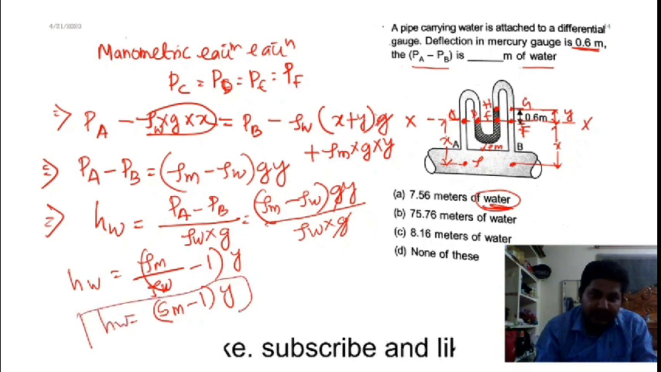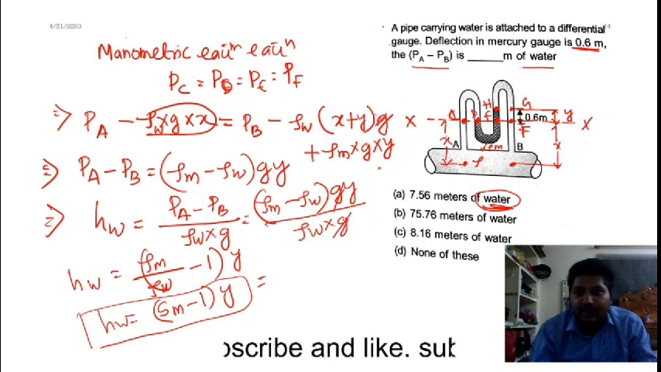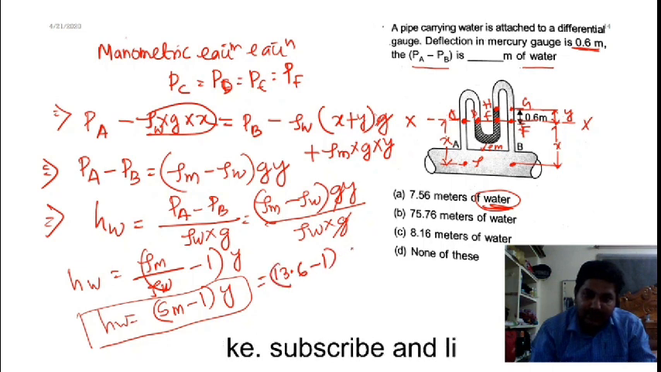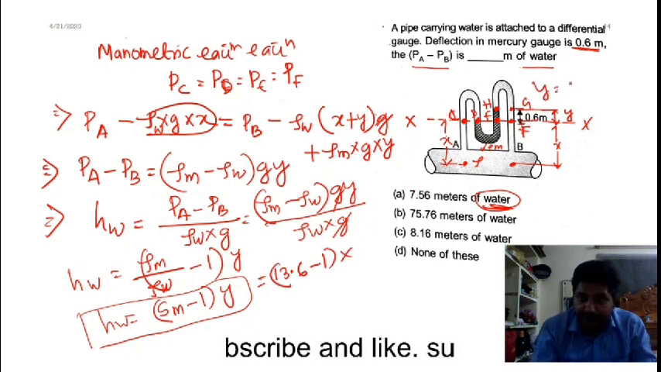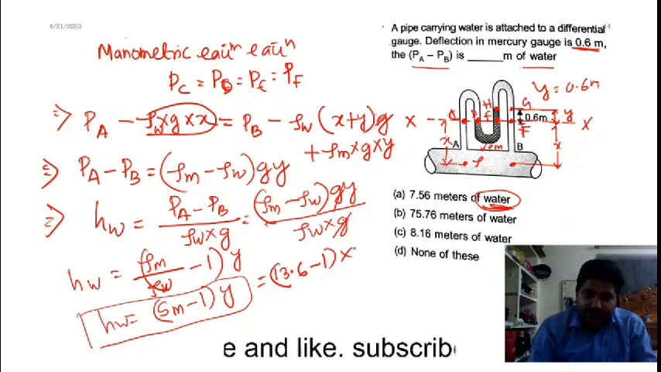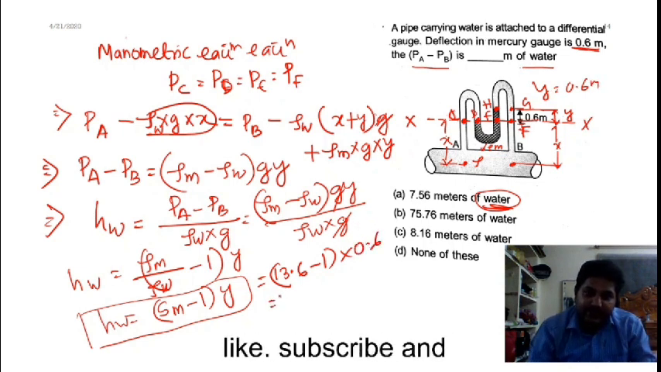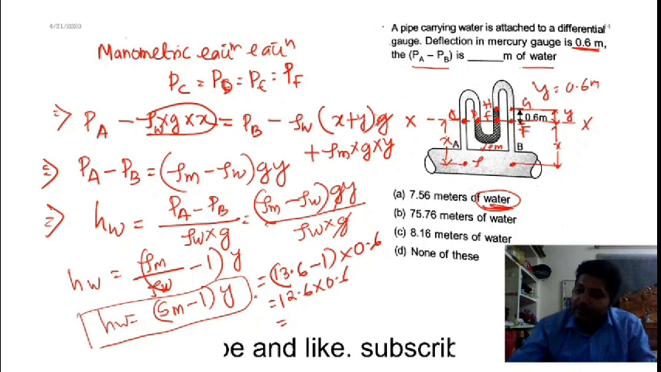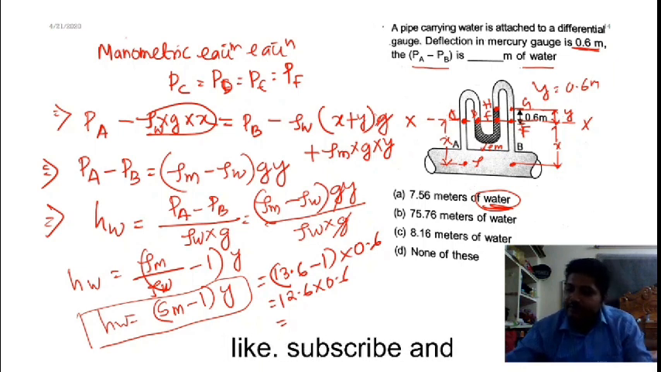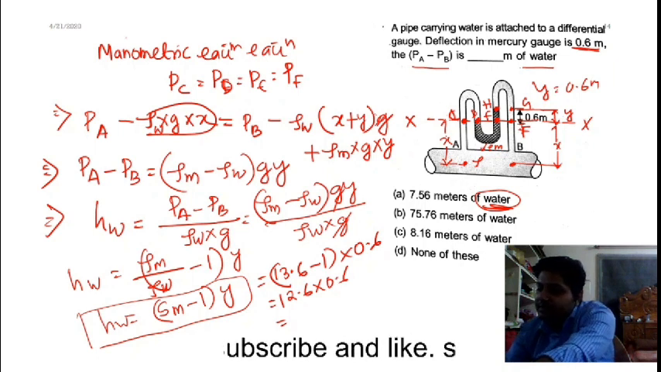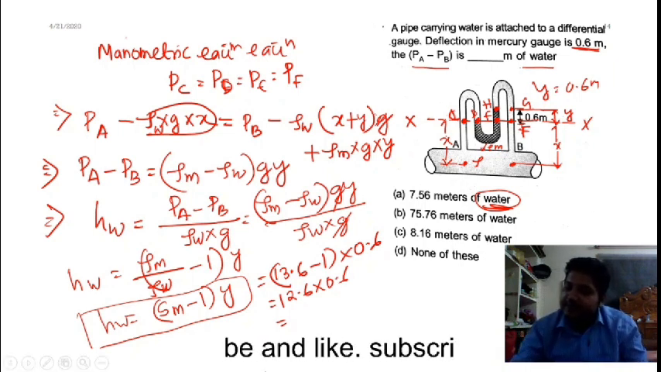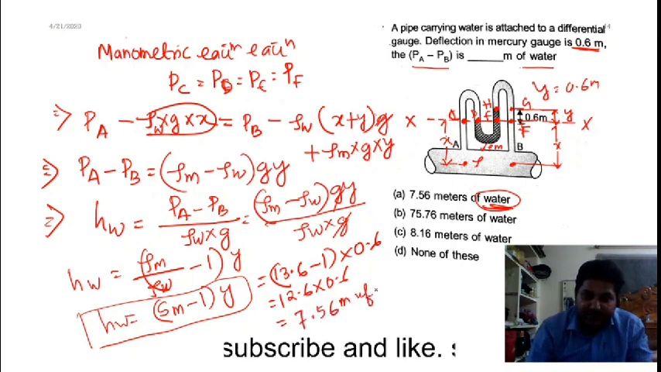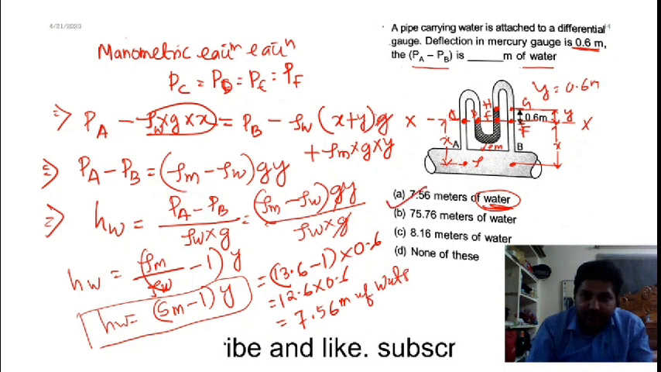Now you can put the values. The specific gravity of the manometric fluid is 13.6, since mercury is there, minus 1. And what is this y? This y will be equal to 0.6 meter. So this is 12.6 into 0.6. Let me calculate that. How much is coming? This is coming out to be 7.56. So this is 7.56 meters of water. Okay, fine.